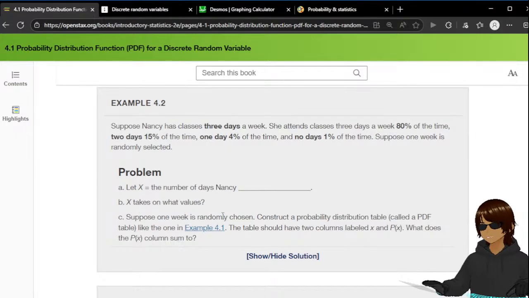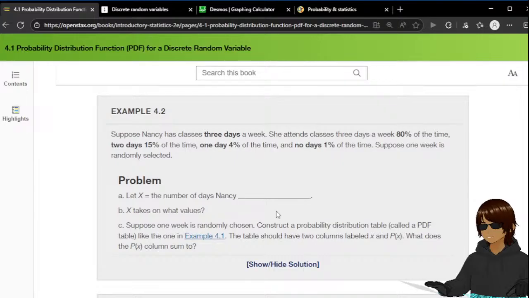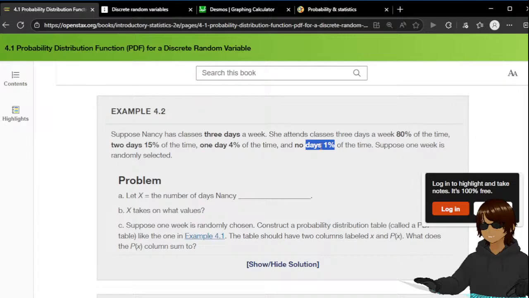Suppose 1 week is randomly chosen. Construct a probability distribution table like the one in example 4.1. The table should have two columns labeled X and P(x). What does the P(x) column sum to? Well, it has to sum to 1, right? 0.8 plus 0 plus 0.04. No, wait. This is 0.01. 0.01 plus 0.04 plus 0.15 is 0.2. And then when we add it with 0.8, we get 1.